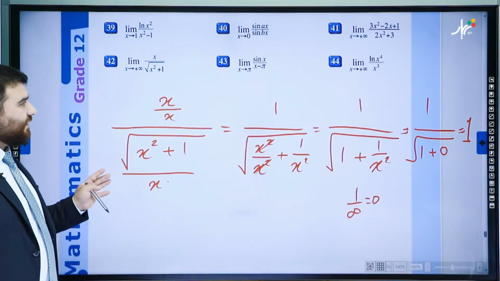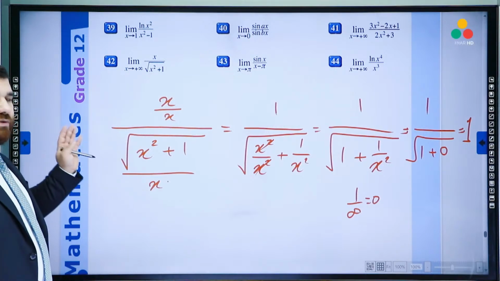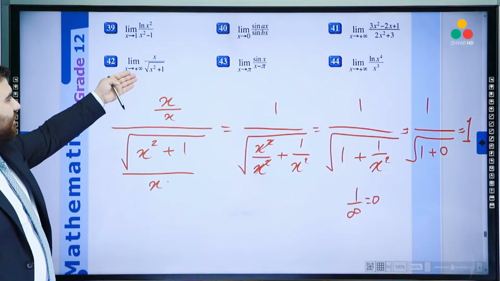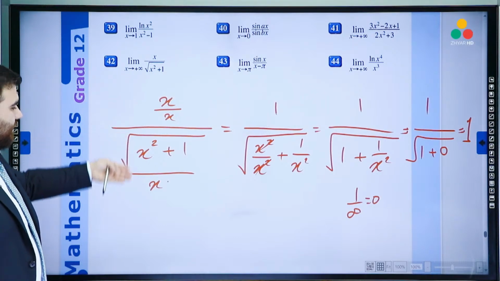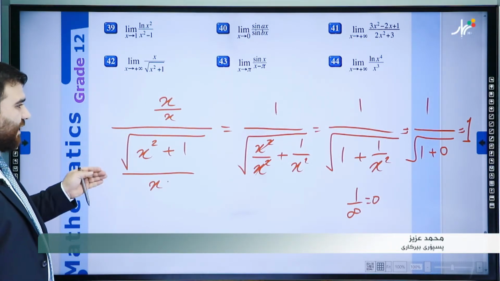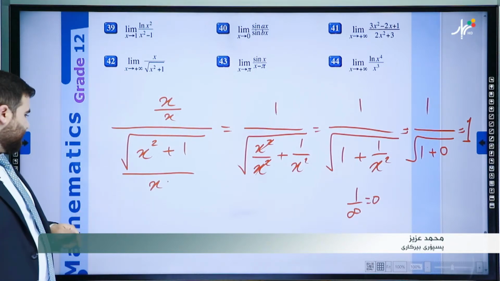Such questions are not very common, as you saw. We could solve many questions using L'Hopital, but here we got a case of repeating the function. Then we use the old way, which is to divide up and down everything by the highest power of x.